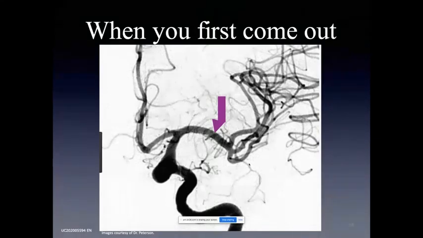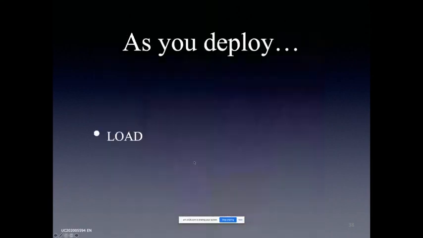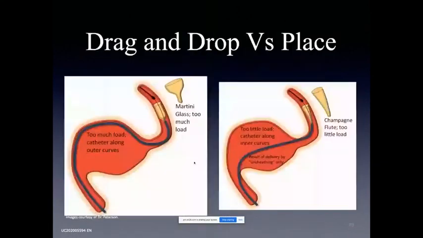Stretching it does not. So I've become more and more biased towards more load at the beginning of the deployment to help that problem. Some people do like a drop right where they want to do that. I still am old-fashioned. I like to have it look nice and neat and open purely here in the M1, then I drag it back. As you get the stent to start to open, it's just load, load, load, load, load until there's too much load. And you see this picture, and then you deload the catheter, right, not the wire.